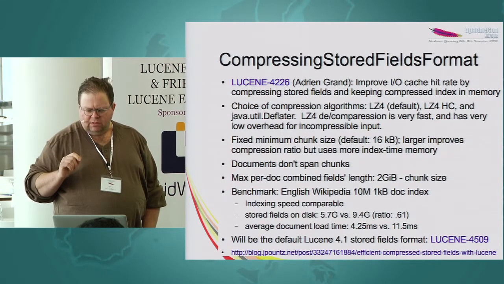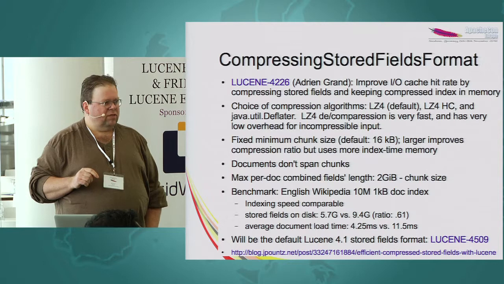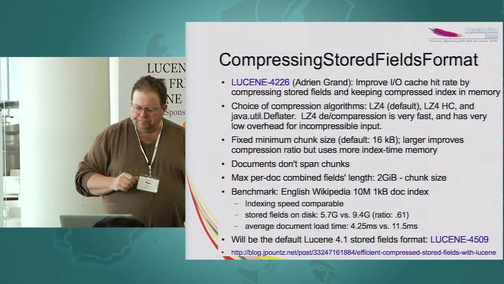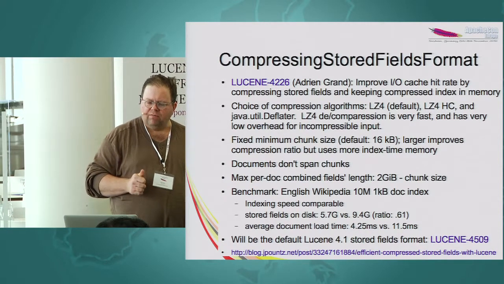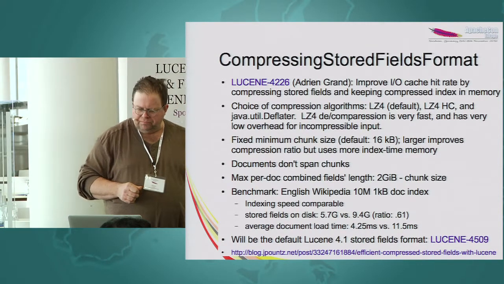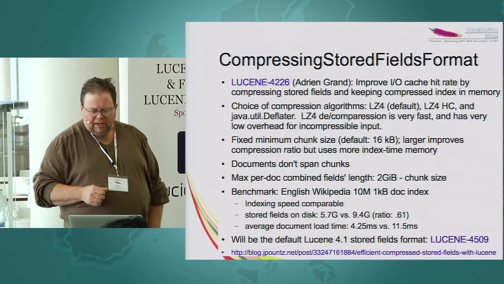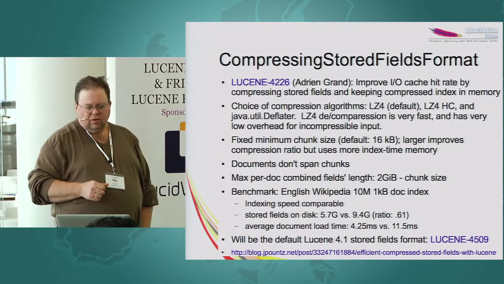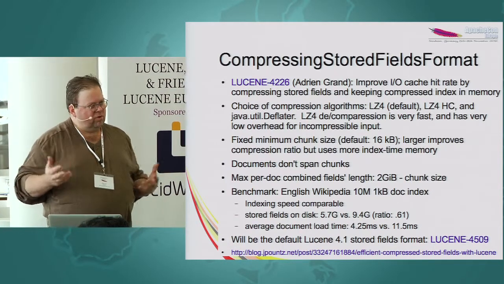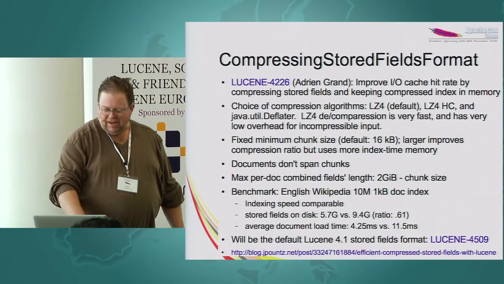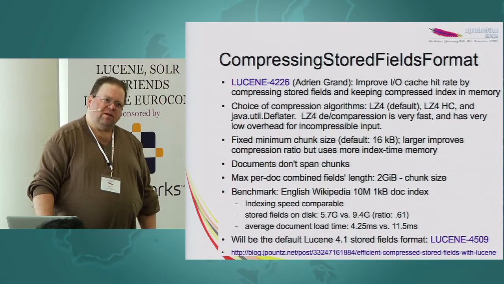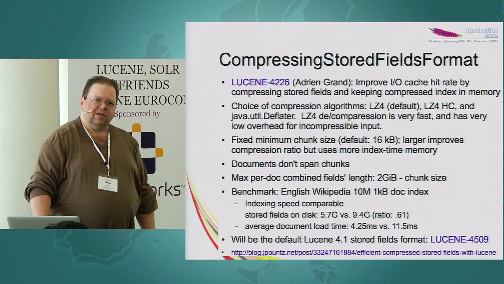Adrien also tells me that Robert Muir found that he got something like 0.35, I think, compression ratio over geonames.org. This is using the default LZ4 compression algorithm. It's looking like this will be the default stored fields format for Lucene 4.1. So without doing anything, when you upgrade to 4.1, suddenly your index will be smaller, thanks to Adrien. I think that issue hasn't been committed yet. Is that right, Adrien? Right.